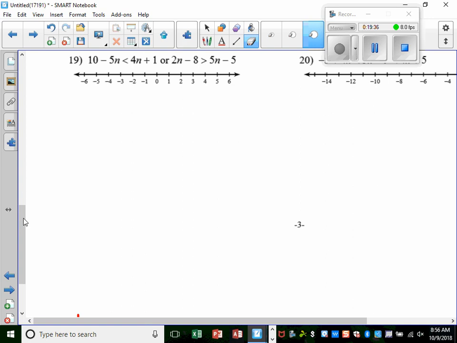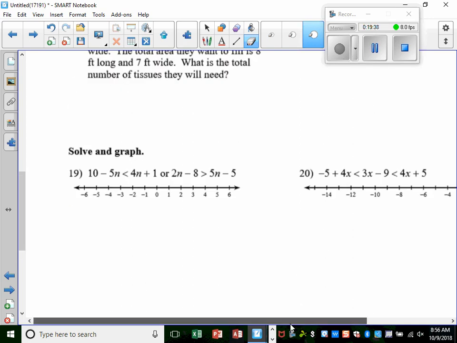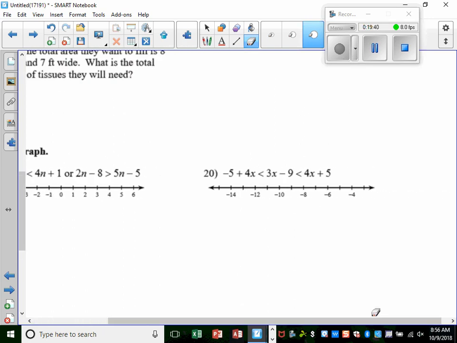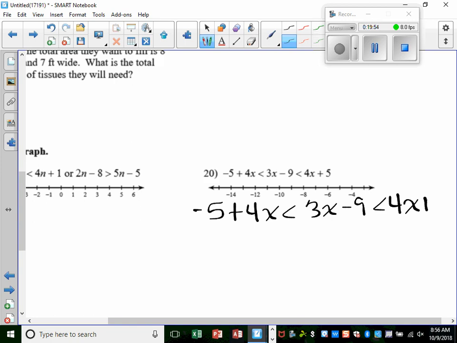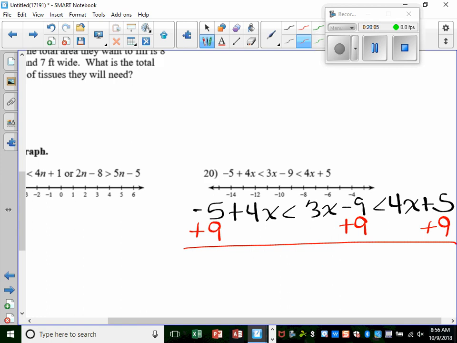All right, so this is the last one. All right, now for the and statement, I'm just going to rewrite this down here. Can anybody tell me what to do first? Because you have to know where to start. What should I do first? Yes. All right, we're going to add 9 here, here, and here. Okay, you got to add 9 to all sides.